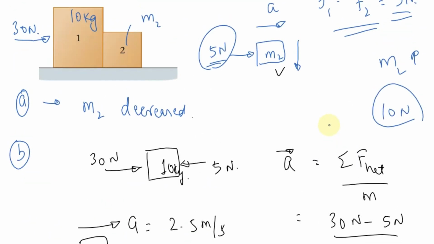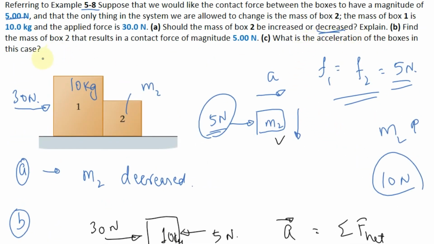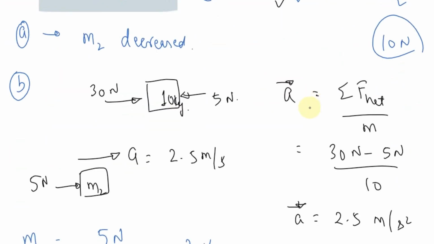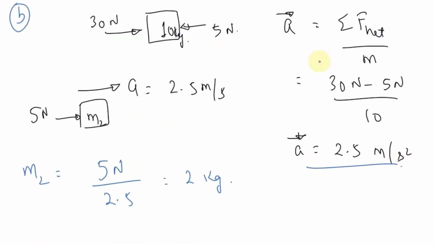And in the C part, we need to find the acceleration of the boxes in this case. So acceleration we already calculated. It is 2.5 meter per second squared. This would be the answer for the C part.